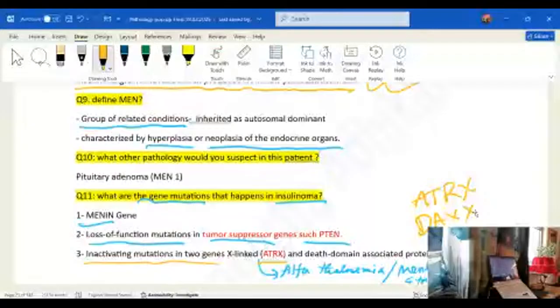Gene mutation happens in the menin gene and tumor suppressor genes such as PTEN, and inactivation of other genes like ATRX and DAXX.